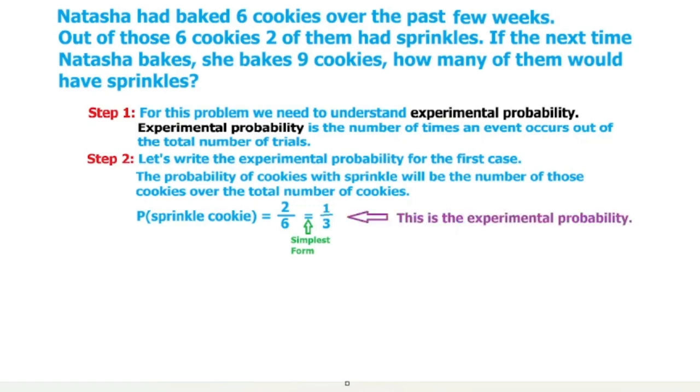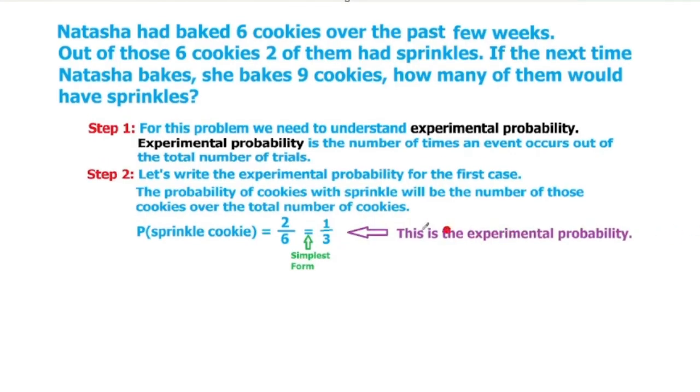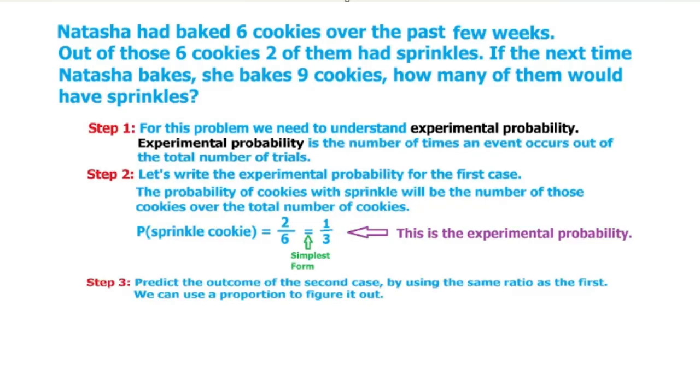So the next thing is we need to know that this is the experimental probability. And that's the number of times an event occurs out of the total number of trials. So if there were 3 cookies baked, 1 of them would have sprinkles, okay? Now we can predict the outcome of the second case by using the same ratio as the first, okay? So we're going to use this ratio, and we could use a proportion to figure it out.